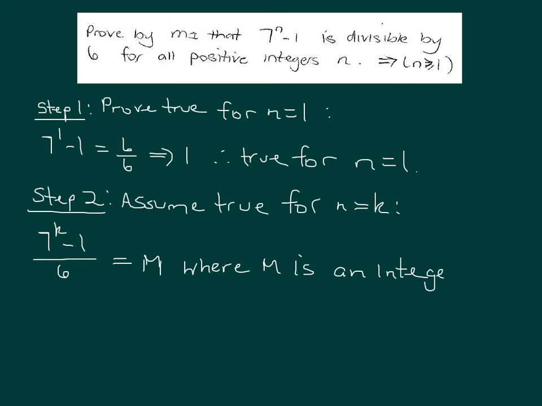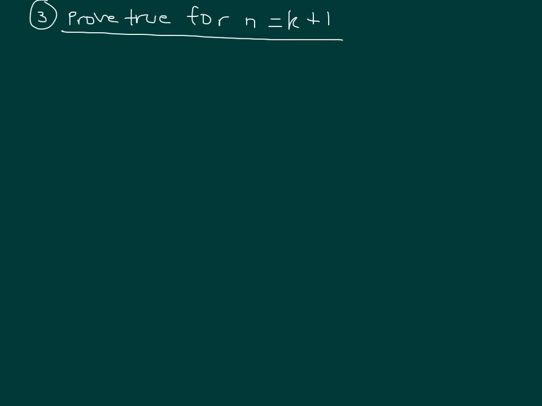Okay, and it's this equation we use, just like in the last one, to prove step 3. So generally what we do is, I'm just going to change it, it's 7 to the k minus 1 equals 6m, and that's what we use in step 3. And so step 3 is to prove true for n equals k plus 1, because if we've proven it true for 1, and we also prove it now true for n equals k plus 1, then it's true for any integer.